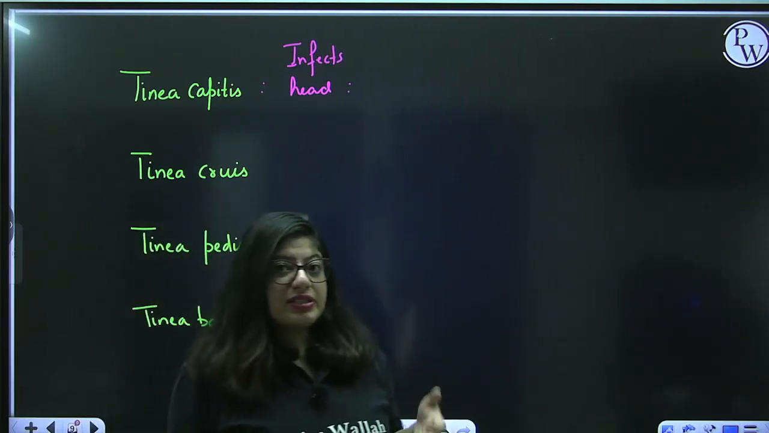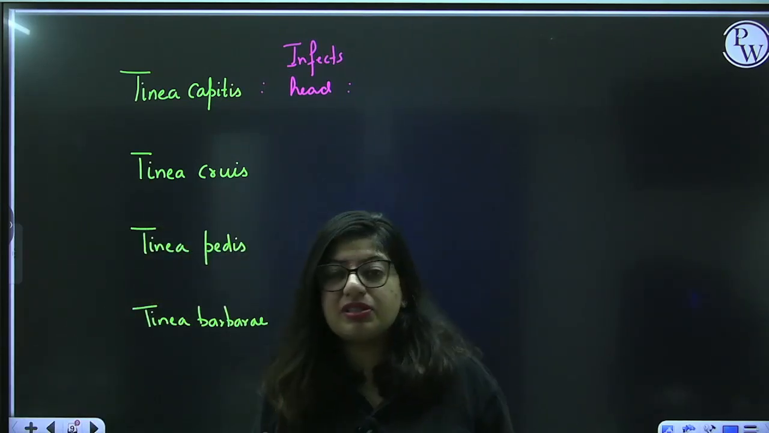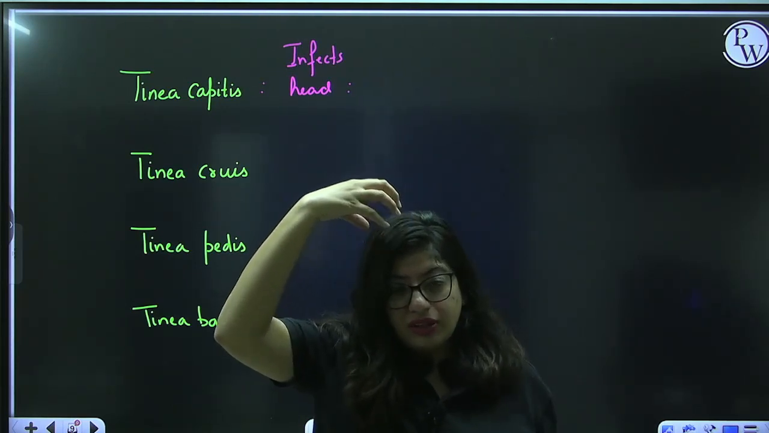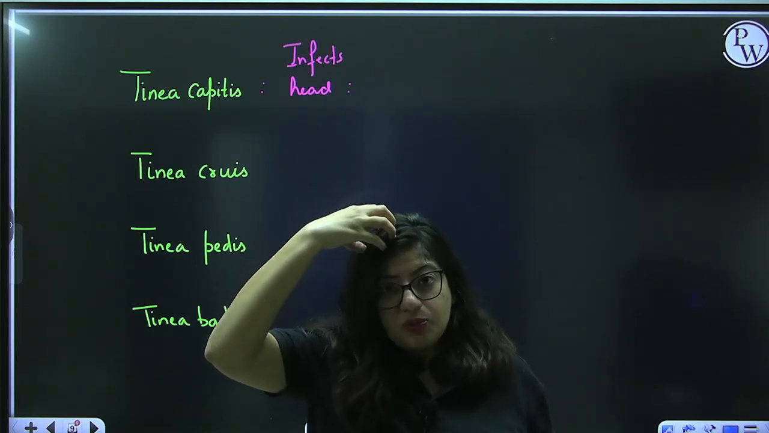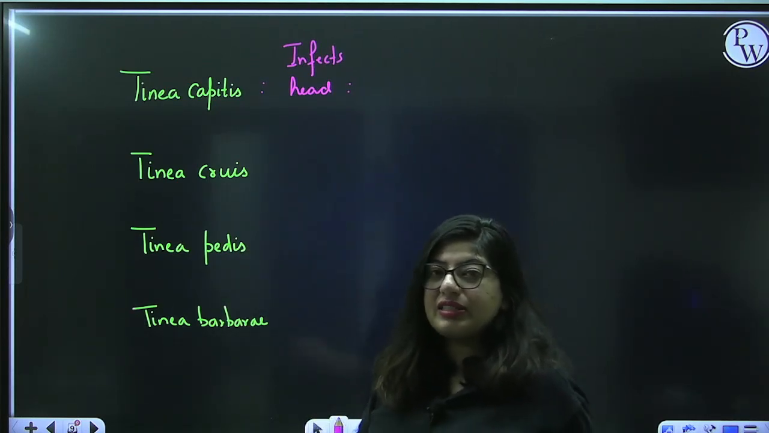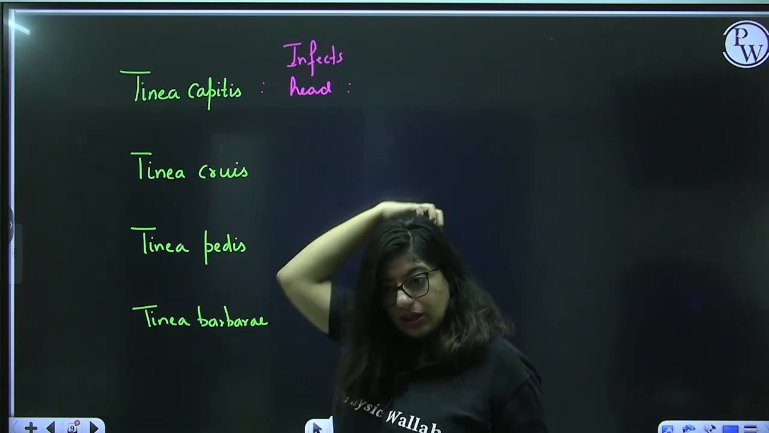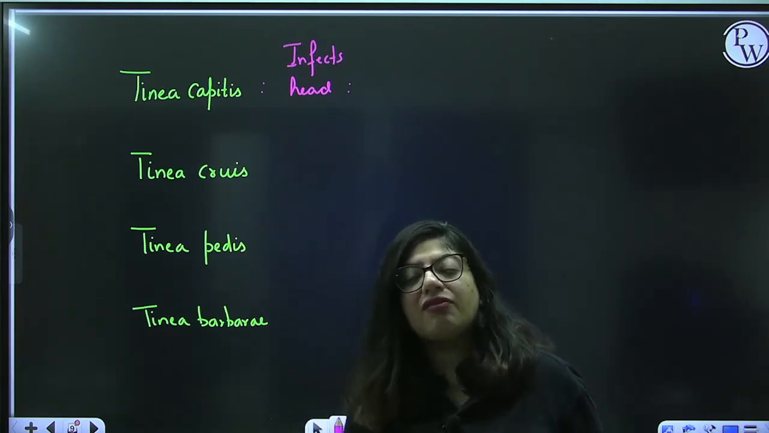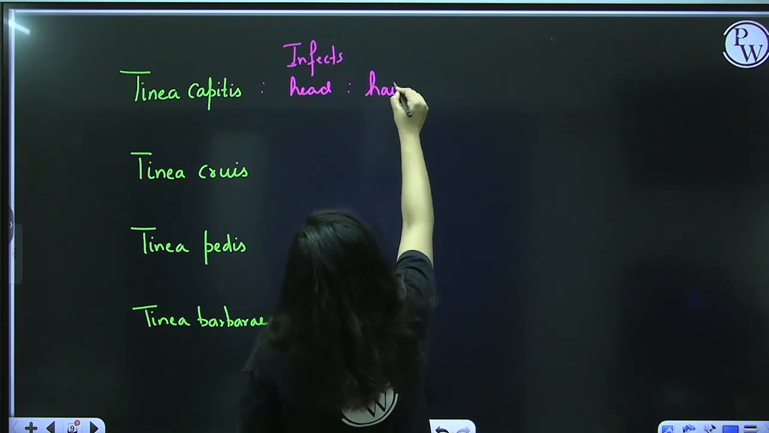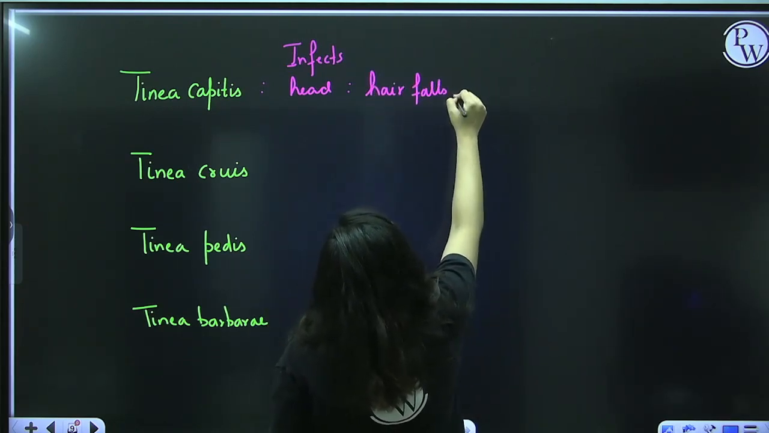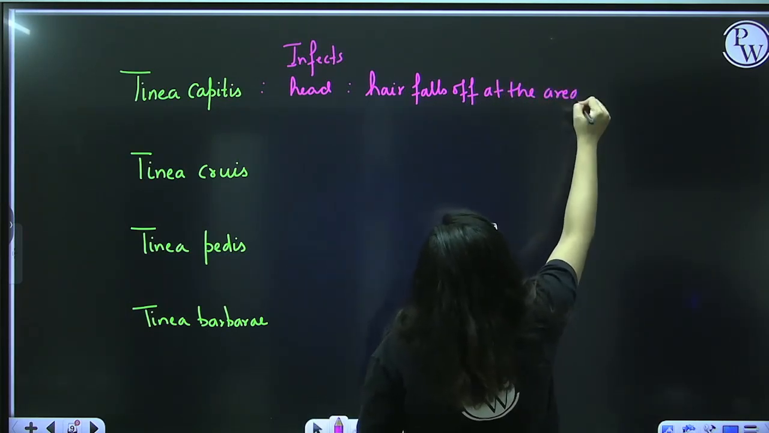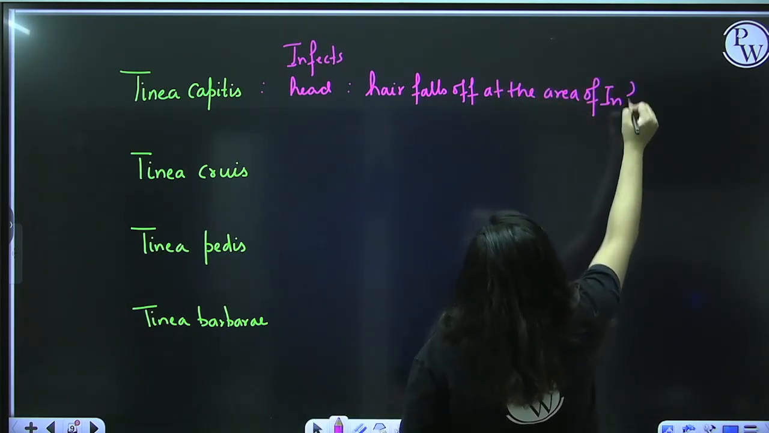So when a person is having tinea capitis, the person is infected on the head. Wherever the person got the infection, at this point the person's hair will fall off, right? So you can easily see round patches on the head that will not have any hair. Hair falls off at the area of infection.